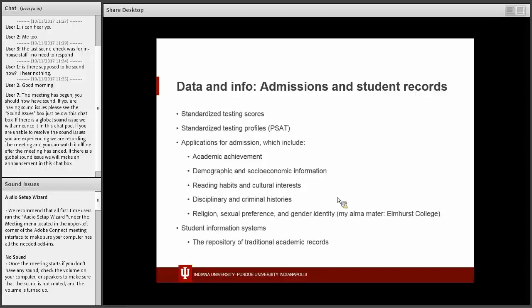And then, related to what I would call traditional academic records, this is information that is stored in the Student Information System, the SIS as it's often called. It's a repository of academic records. It does include some of the information that was on the application for admission, but it's more related to course enrollment and progress towards degree.